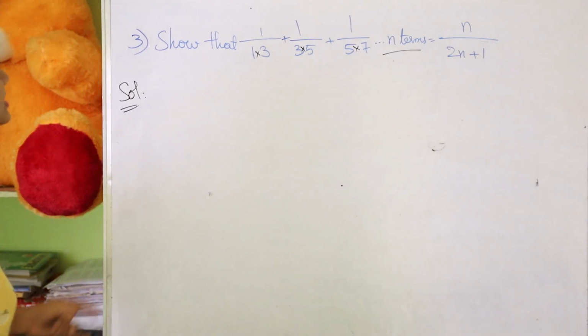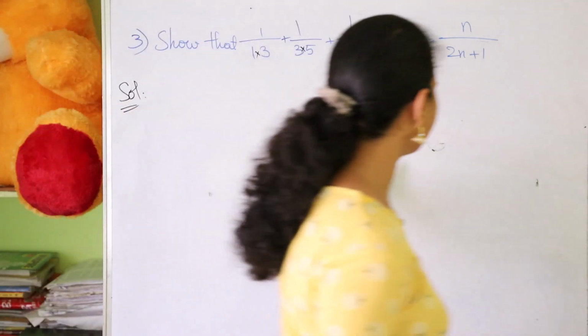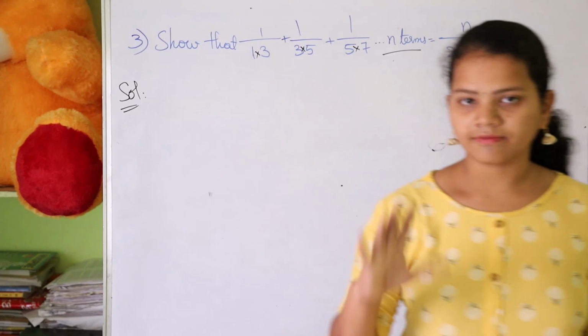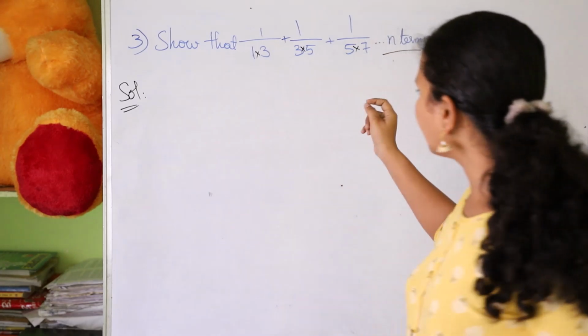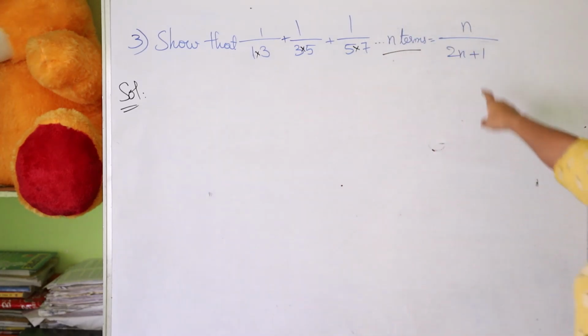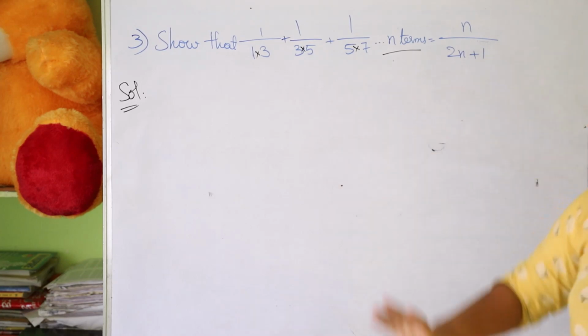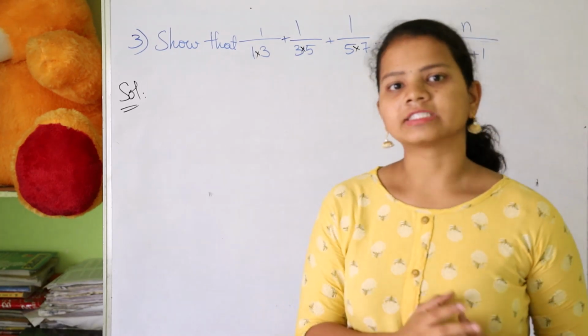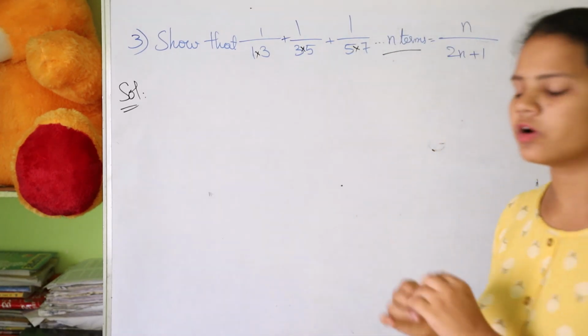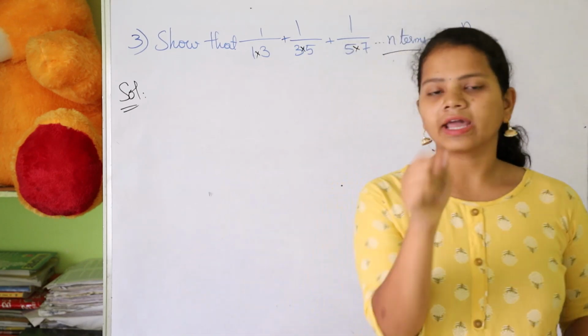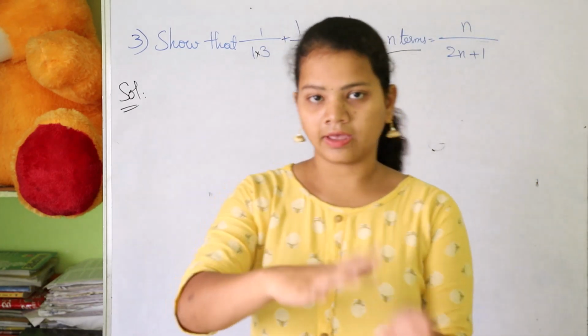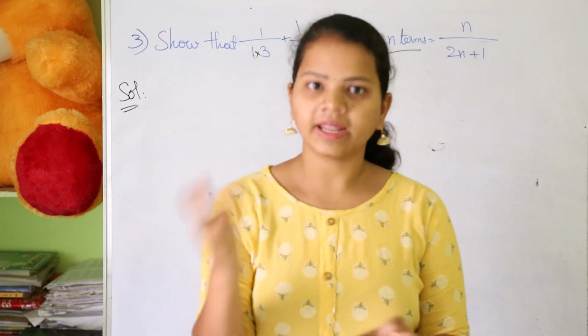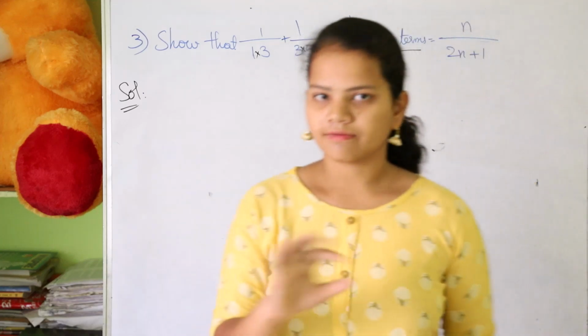Clear? Now guys, they have asked to show this. As we know, if they give such type of questions, here you got n by 2n plus 1. Now coming back to mathematical induction, as we know we have three cases. Just substitute: you take S of 1, S of n equal to 1 means n equal to 1, and S of k and k plus 1 terms.